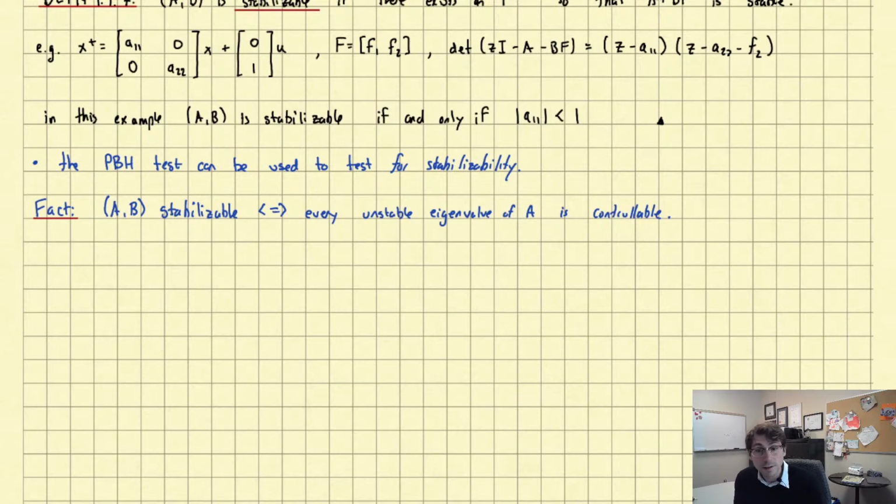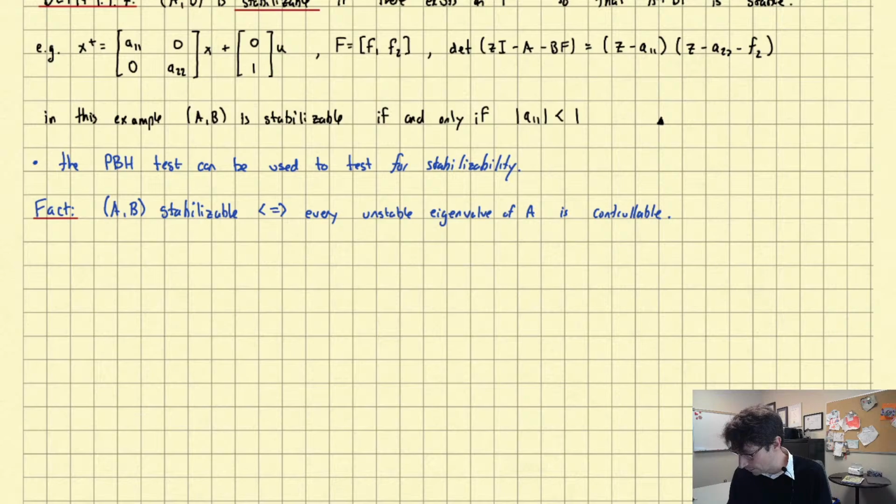Remember that we said that an eigenvalue is controllable if it passes the PBH test, which was the rank of [A minus lambda I, B] equals the dimension of the state space. And so stabilizability is basically saying that we just need the unstable eigenvalues, in other words, the eigenvalues that have magnitude greater than 1, to be controllable. The intuition essentially is that we don't need to change all the eigenvalues of A to stabilize. We just need to be able to control the bad ones. So we only need to shift or move the unstable eigenvalues.